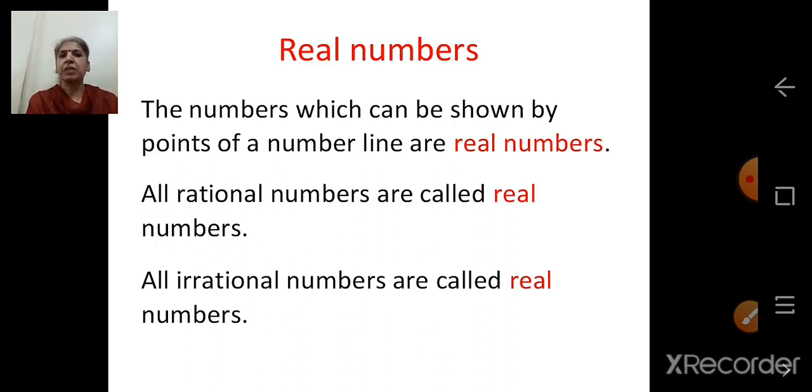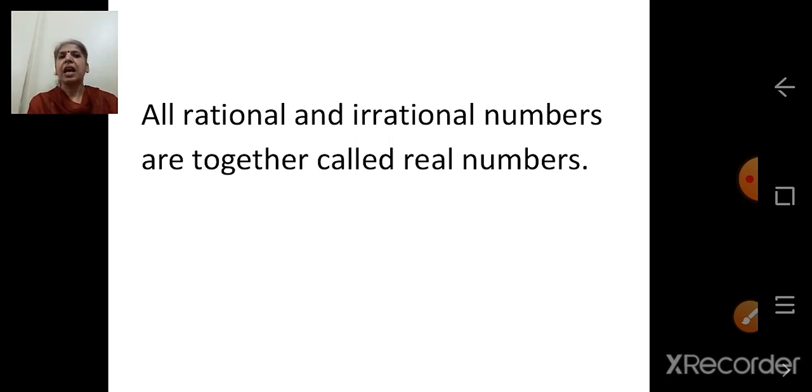Okay, now real numbers. What are real numbers? The numbers which can be shown by points of a number line are real numbers. When we draw number lines, we have learned to show rational numbers on a number line, right? All rational numbers are called real numbers. All irrational numbers are also called real numbers. We will also learn to show irrational numbers root 2, root 3 on a number line. So remember, all rational numbers and all irrational numbers are called real numbers, because real numbers we can show on a number line.